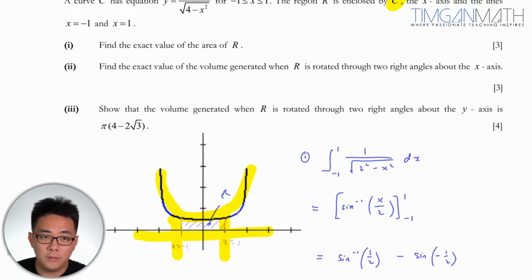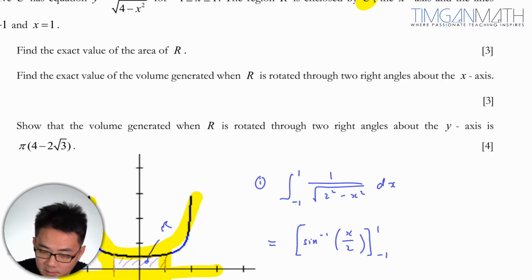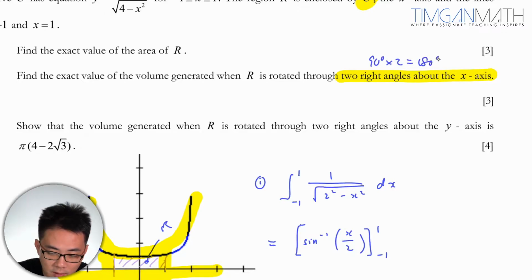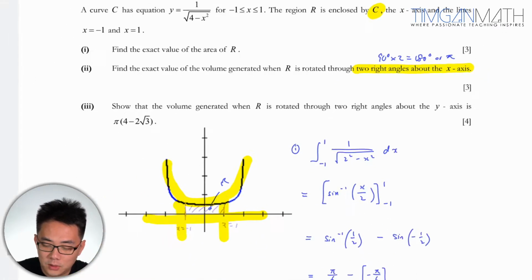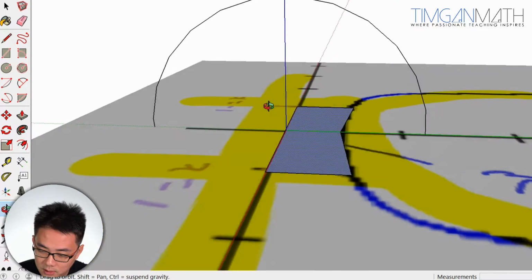Okay, let's look at part 2. Part 2, you're told to find the exact volume generated by R rotating 2 right angles about the x-axis. 2 right angles about the x-axis meaning we need 90 degrees times 2, which is actually 180 degrees, or pi radian. So in other words, you need the volume. You're not revolving 360 about the x-axis, okay? So the volume that is required of you is something like that.